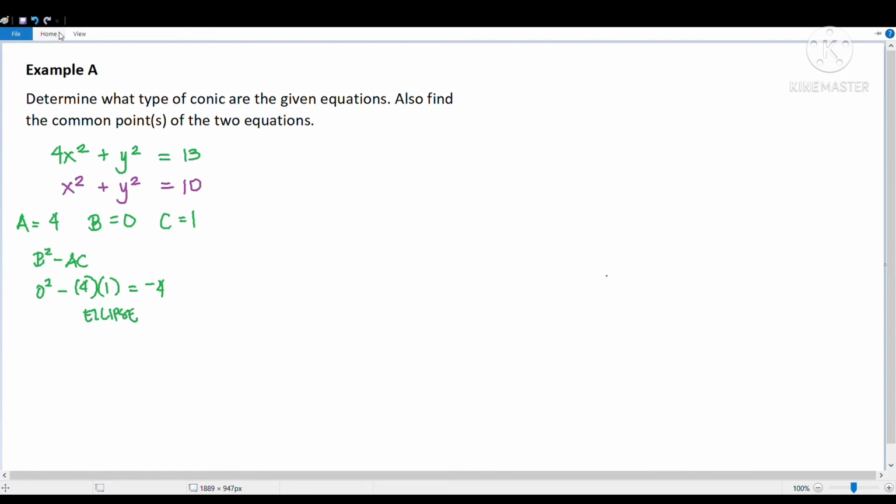Next, for our second equation, x squared plus y squared is equal to 10. So our A is automatically equal to 1. Our B is 0 because the xy term is not existing. And for the value of C, we have 1 because the numerical coefficient of y squared is 1. So let's check if this is a circle. B is equal to 0. Yes. Now let's check if A is equal to C, and taking a look at the values, we have A is equal to 1 and C is equal to 1. Therefore, A is equal to C. Therefore, this is a circle.